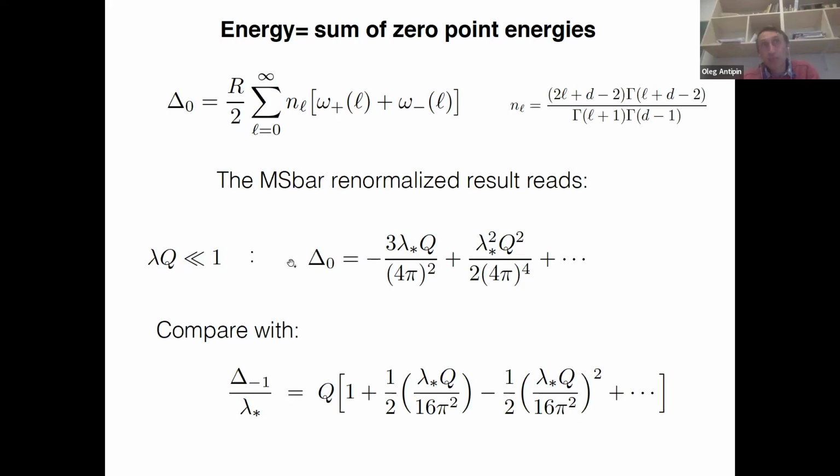The small charge asymptotic will be given by this. This is my delta zero, right? This is my first correction to the energy. This is really quantum. So compare with the leading result. You see, each term now, compared to the classical term, has one less power of Q. One less power. This will be important in a moment. So this is my perturbative asymptotic.